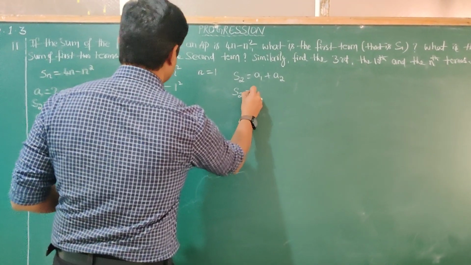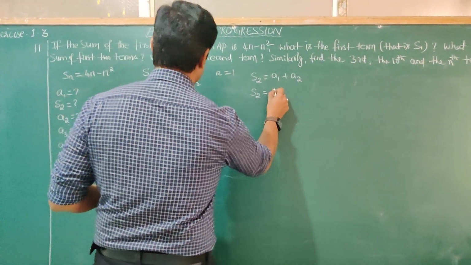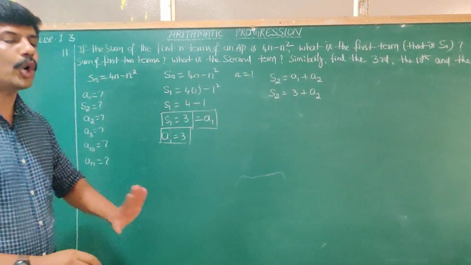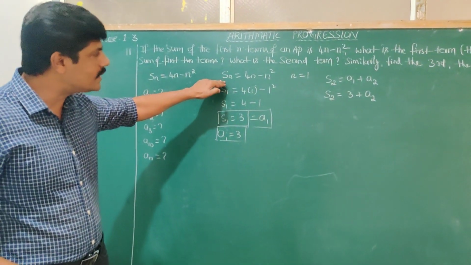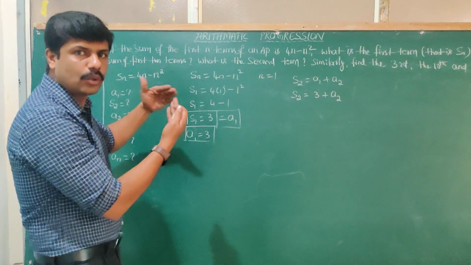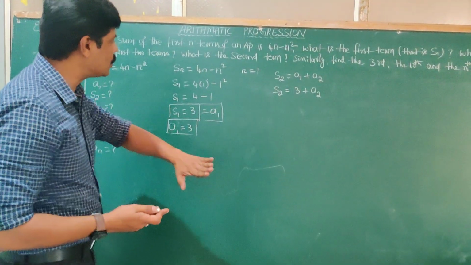S2 is equal to, what is A? What A do we have? A is nothing but 3 and A2. A2 we don't know. Okay. Using this equation, Sn is equal to 4n minus n square, because this is the only clue we have got. With this condition we can find S2.